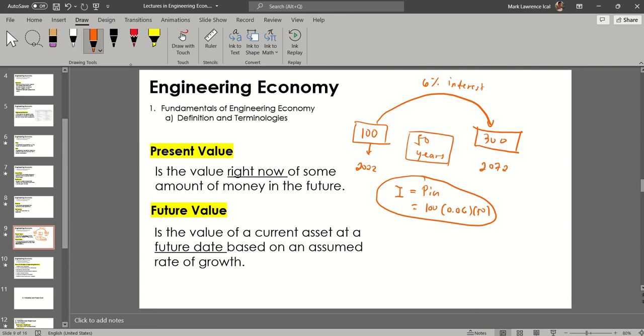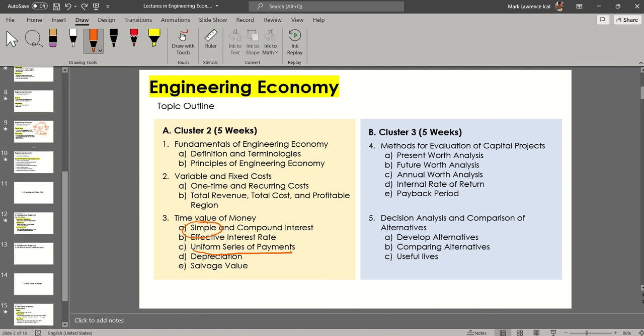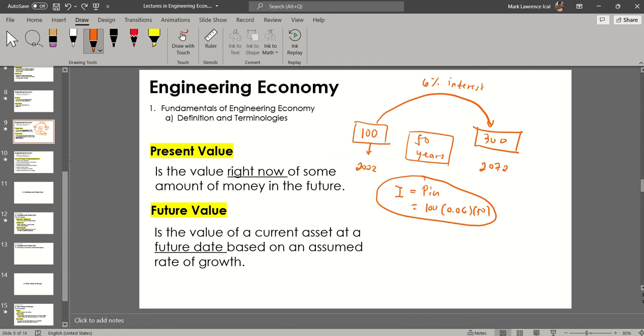So, hindi kasi ito compounded. Ito ay very simple interest rate lang. So, 50 years, 6%. Hindi siya compounded. Mag-discuss yung compounded dito sa uniform series of payments. Dito lang muna tayo sa simple. Wala pa tayo sa compound.